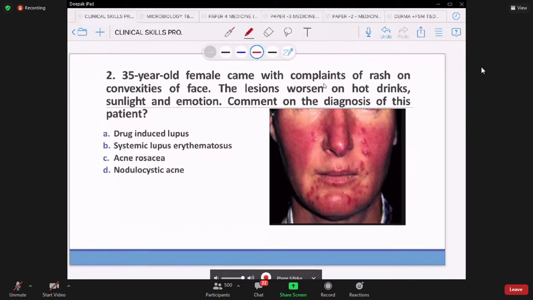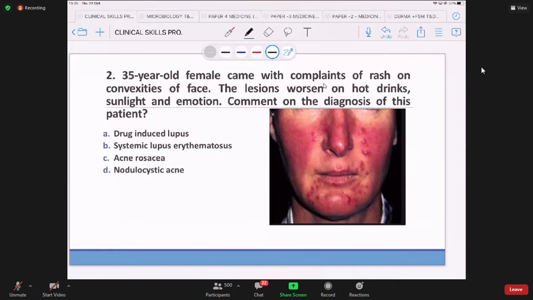You see, because there's a rash on the cheeks of the person, right? Rash on the cheeks of the person. So one possibility is it could be SLE. You see, an SLE rash is worsened with sunlight exposure. But the point against it is, SLE rash is present only on the cheeks, but in this case, you can see the rash is involving even the chin of the person.